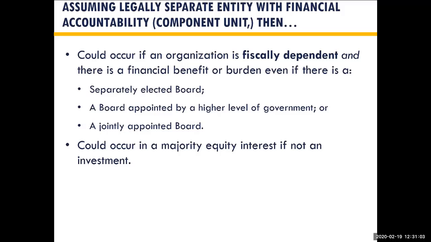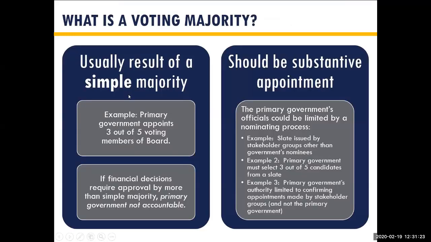So for example, if there's a slate that is nominated by the primary government and the component unit has to accept that particular slate, well, that might not be a dependency, that might not be a substantive appointment. So I put in some examples here of what would result in a potential voting majority versus a simple majority. And again, a lot of this is written down within the GASB implementation guidance questions.